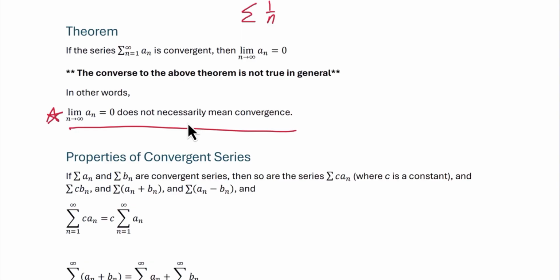So to show a series diverges, we can show that the limit as n approaches infinity of a sub n is not 0, or potentially does not exist.